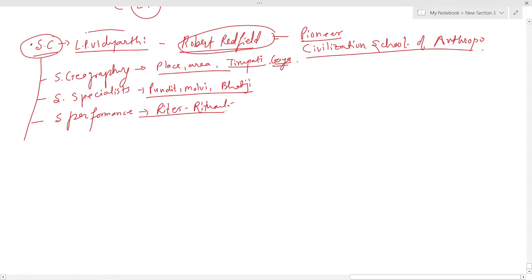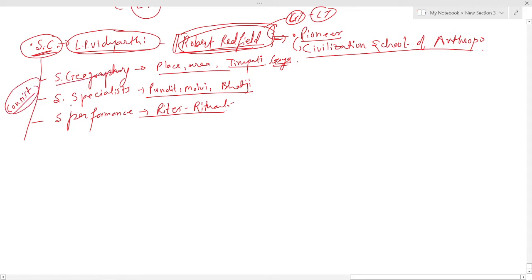So the concept of sacred complex was given by LP Vidyarthi in the Indian context, which was basically a concept in the context of Robert Redfield's great tradition and little tradition. Robert Redfield was a pioneer in the civilization school of anthropology. The sacred complex basically consists of three things: sacred geography, sacred specialist, and sacred performance. In the sacred geography we have given these particular things.